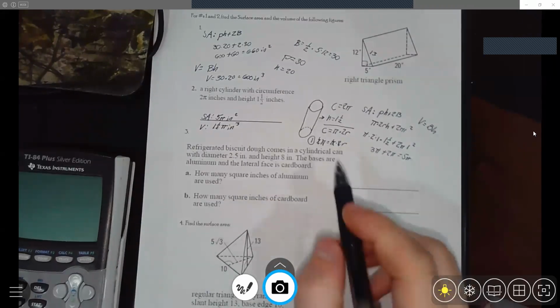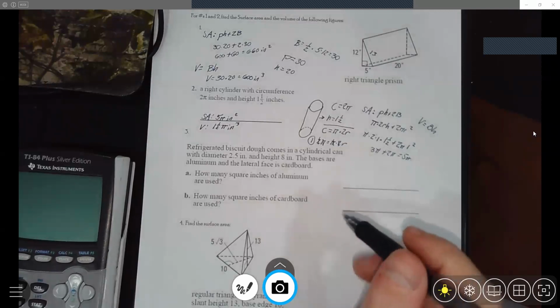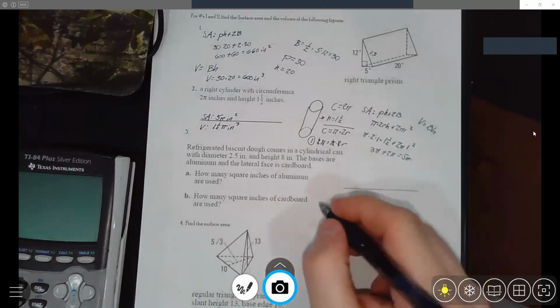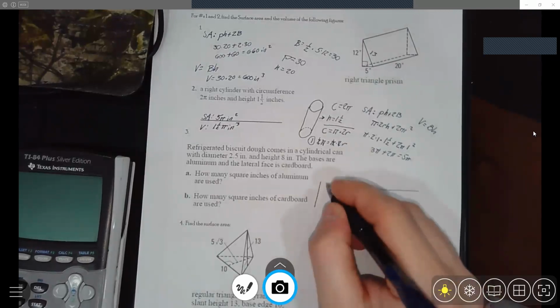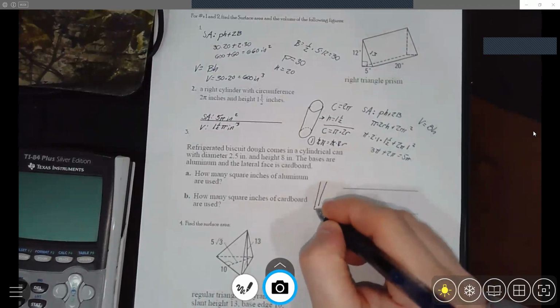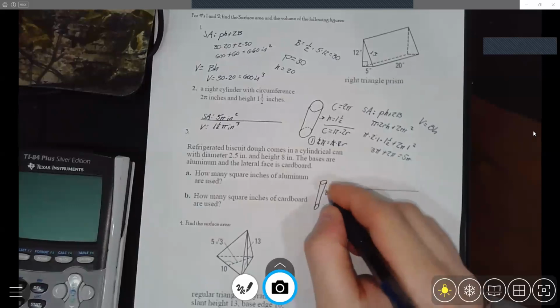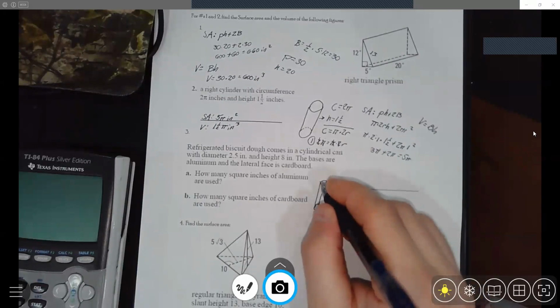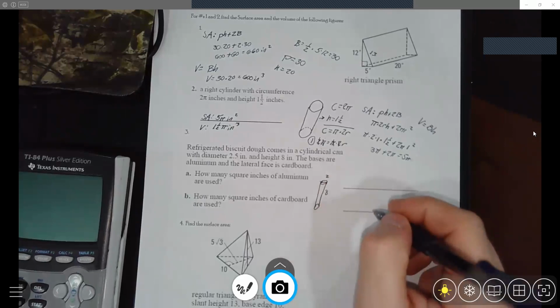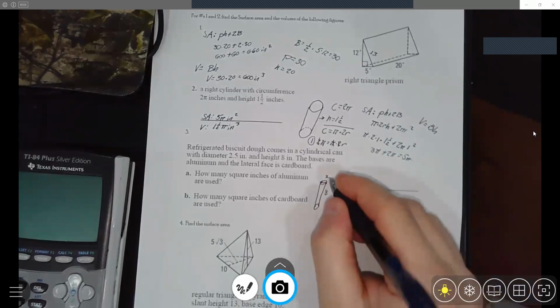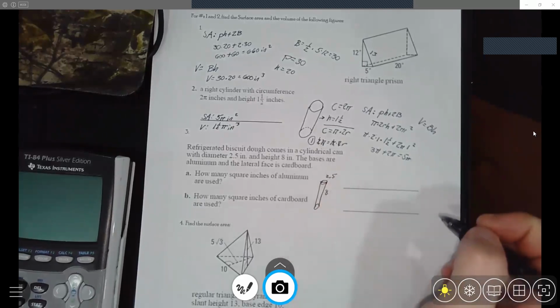All right, refrigerated biscuit dough cones. So our dough comes in a cylindrical can, diameter 2.5, height of 8. So it's kind of a narrow deal. Draw a rough picture. Diameter 2.5. The bases are aluminum and the lateral face is cardboard. How many square inches of aluminum are used? So that's just the bases.